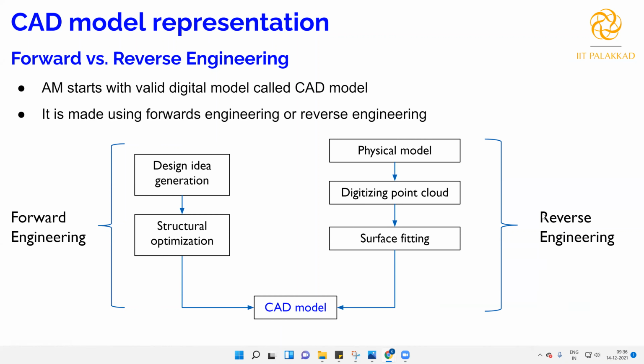Then you have reverse engineering. What is reverse engineering? You have a component, which could be your competitor's component, and you want to make a 3D print of it. In that case, you can do reverse engineering. It means you already have a physical model available, so you just create the data cloud, using non-contact methods or a CMM. Using a CMM, you can generate this point cloud, then surface fitting. This is called reverse engineering.